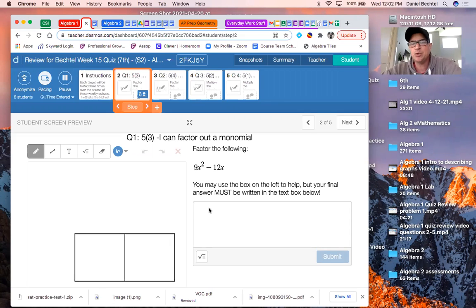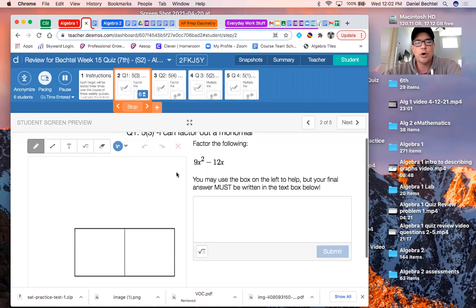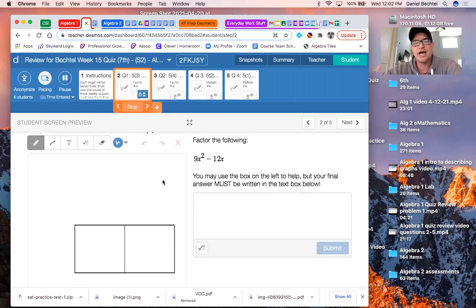Now, with this one, question one, it's I can factor out a monomial. So the idea is that I've got this expression and I need to factor out something that those two things have in common. So we're going to use this box over here and I'm going to type because I think that my writing is fine. And if you want to write, you can go in here and write the 9 and the x, all of that's fine. But I do know that a lot of times you guys probably prefer when I type because it's a little bit easier to see.